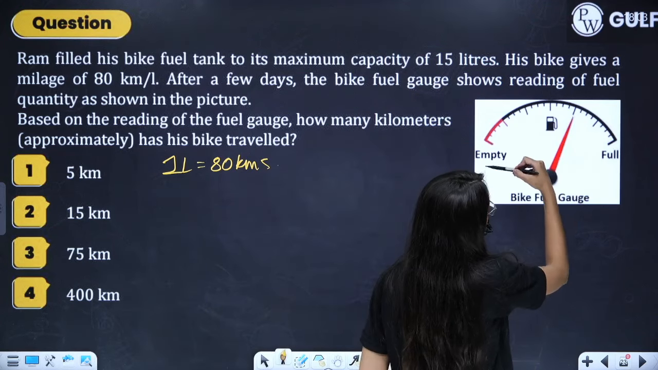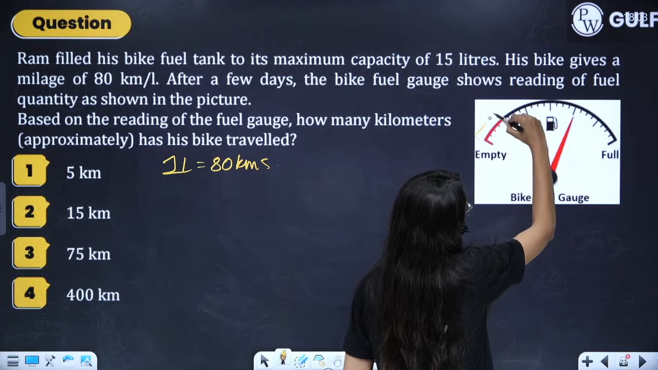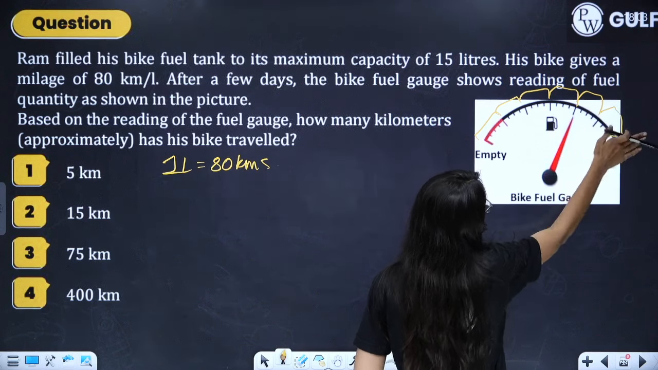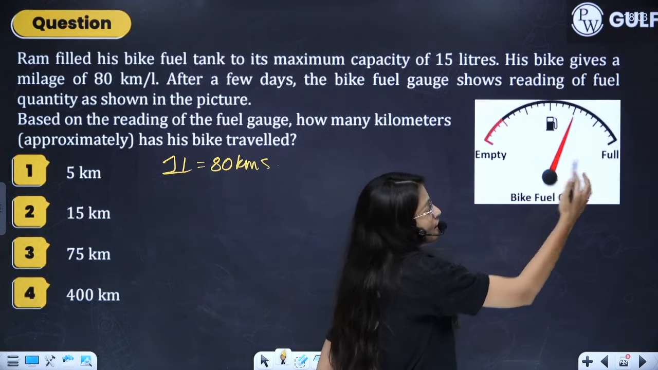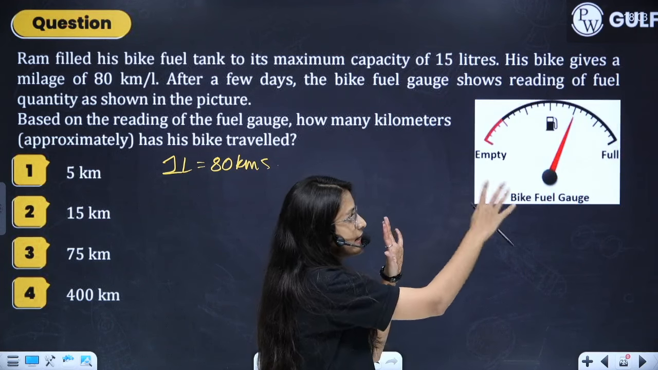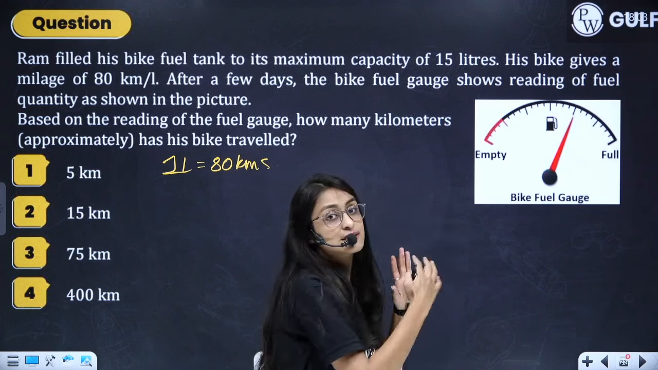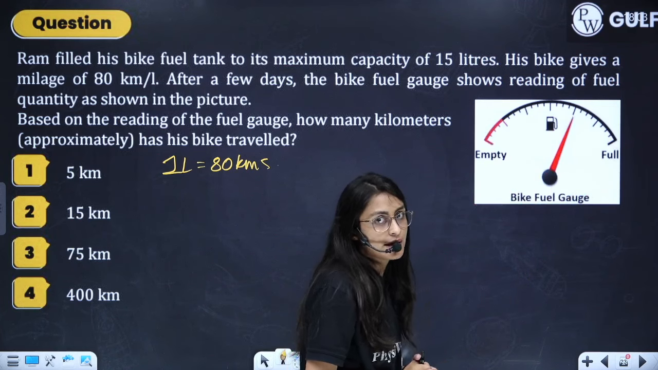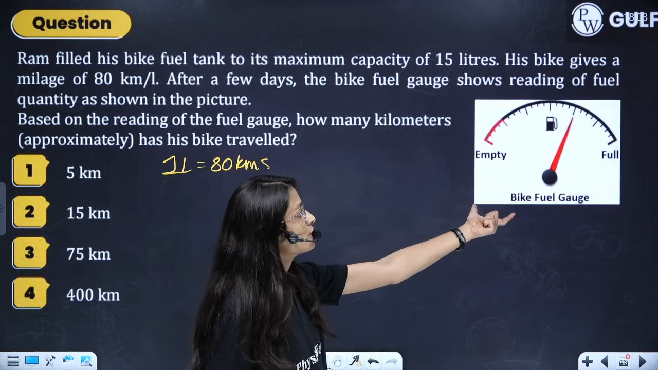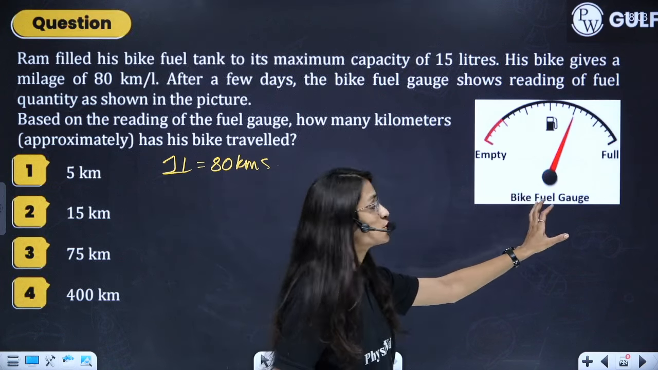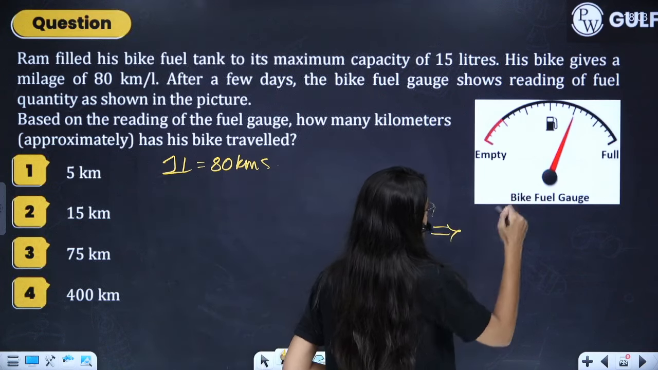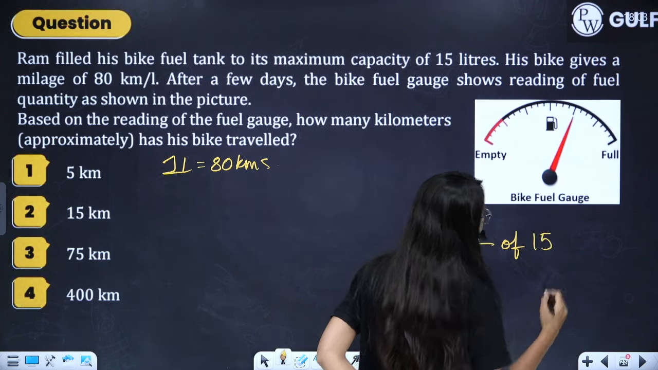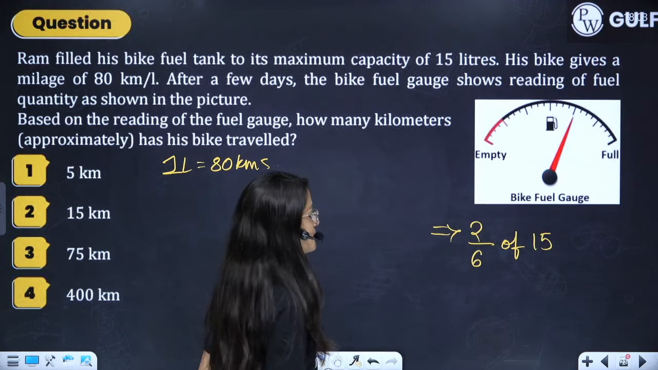So here we can first of all see the total parts: 1, 2, 3, 4, 5 and 6. So we have 6. This one whole is broken into 6 different parts, and these 6 parts represent 15 liters, the full fuel gauge. Out of these 6 parts, he had emptied 2 parts. So 2 by 6 of 15 liters, he might have completed 2 by 6 of 15.